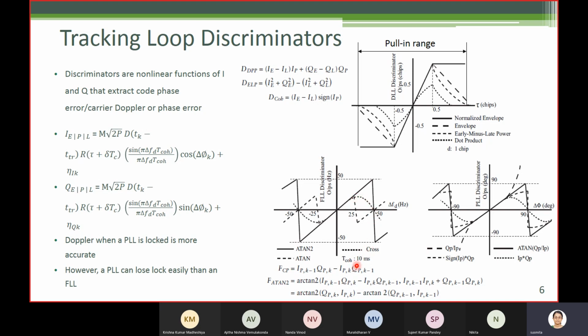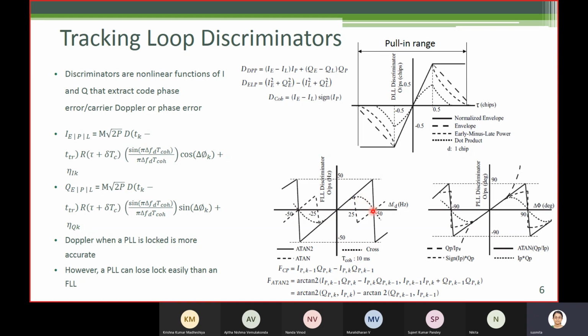The dotted line shows the cross product discriminator, whose function is given by this. We are considering 2 pairs of prompt correlators over 2 successive T coherent intervals, so each is formed over 10 milliseconds. In case of the cross product discriminator, this is the pulling range. Again, plus minus 50 Hz, but the linear range is this much only. So the cross product discriminator does not have the same linear range as the pulling range.